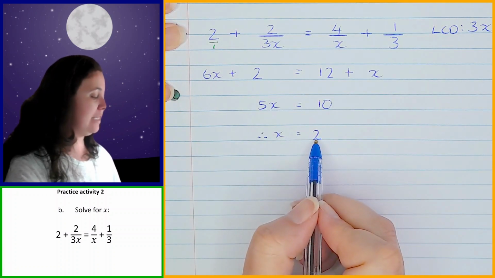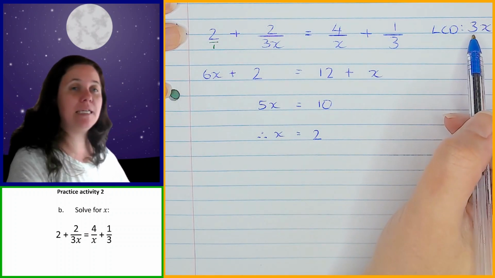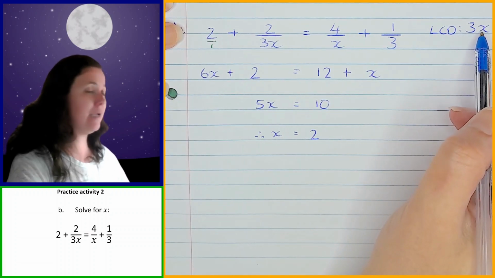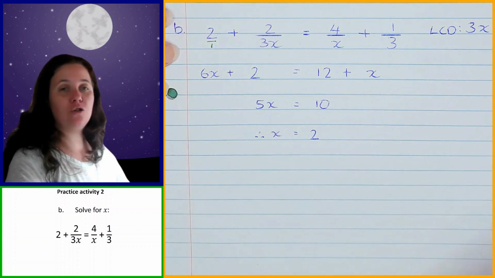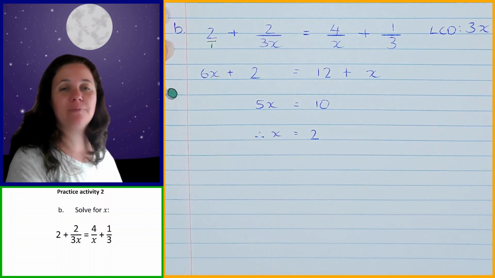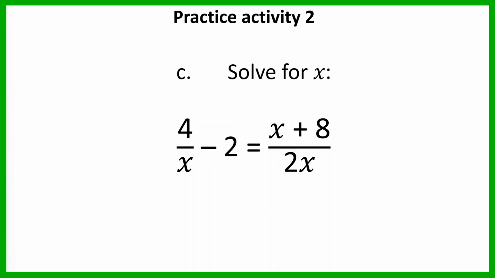Okay, now if I check that, if x is 2, it's not going to make my LCD 0, because the only way that my LCD would be 0 is if x is 0. So this is a valid solution. So that's what we should have got for question B. Right, let's go on to question C. We've got 4 over x minus 2 equal to x plus 8 all over 2x. Okay, I'm going to give you 1 minute for this one as well.